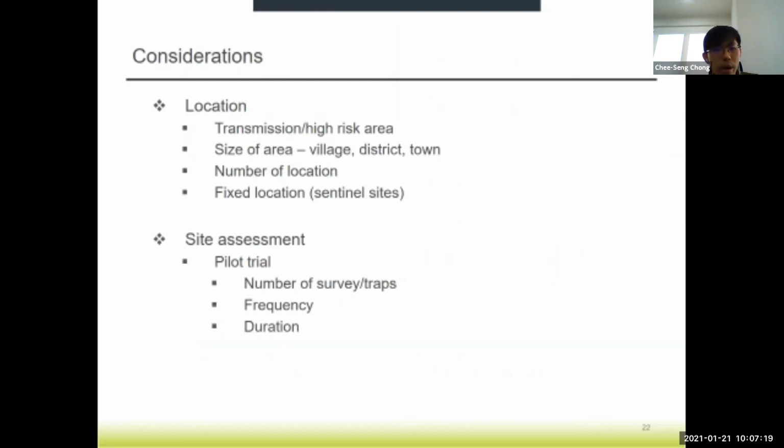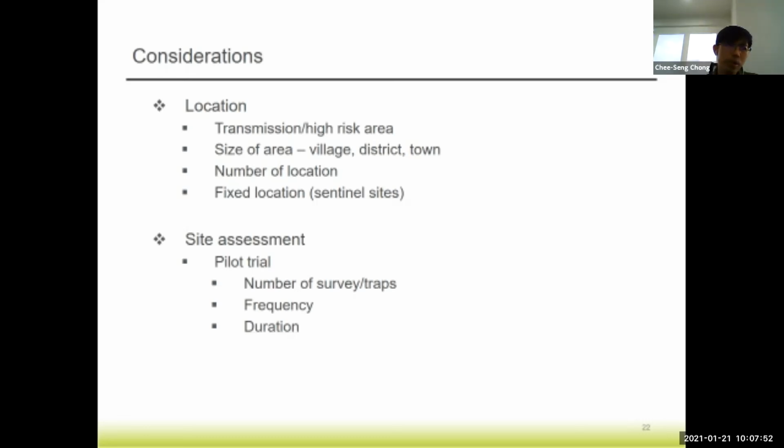Location: where are you going to deploy? And if you have to prioritize, where would you prioritize? Is it an area where there's some active transmission ongoing? Or is it areas where you would like to understand whether there's an issue? This will have to be something for you to consider as well. Because if you know an area already has a problem, is there a need for you to know that there's a problem there? Or do you want to look out for somewhere else that you are not certain of, especially when you have very tight resources? So some of the considerations as well.